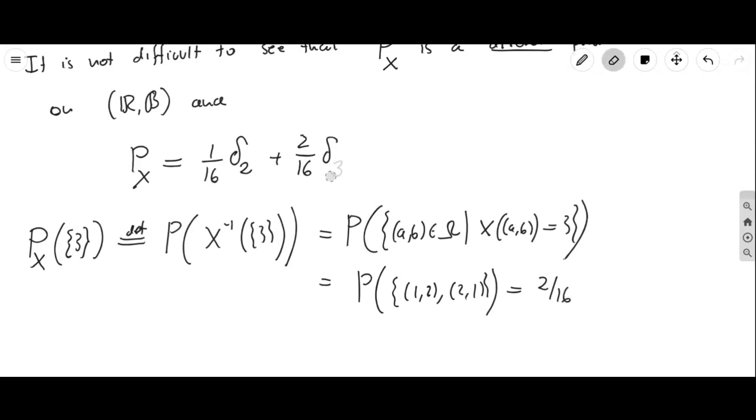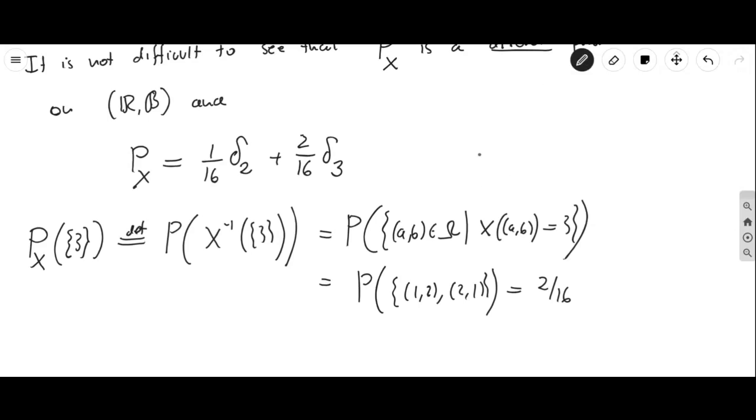So that's the reason why there's mass at 3, because you're calculating the probability. This induced measure has mass at 3. You can talk about the probability of 3, of a singleton point. That's where the Dirac delta comes in, and this is the probability with which that happens.